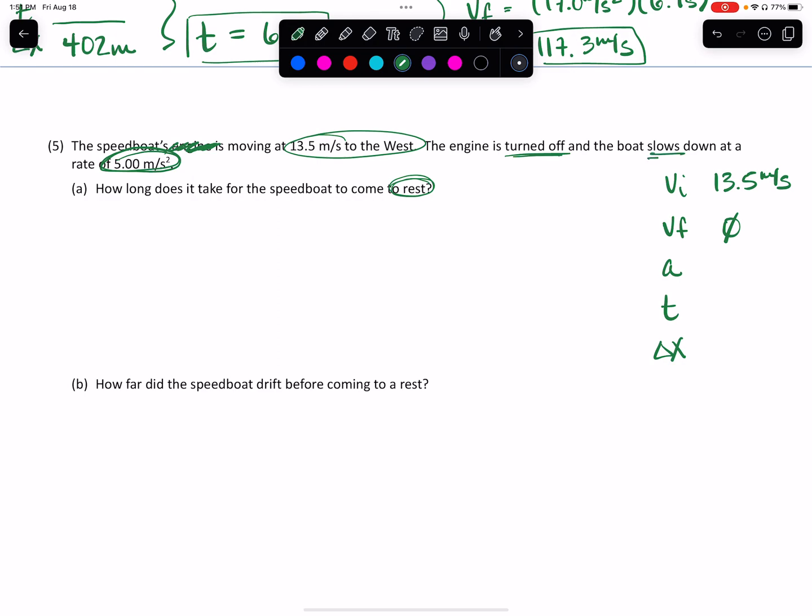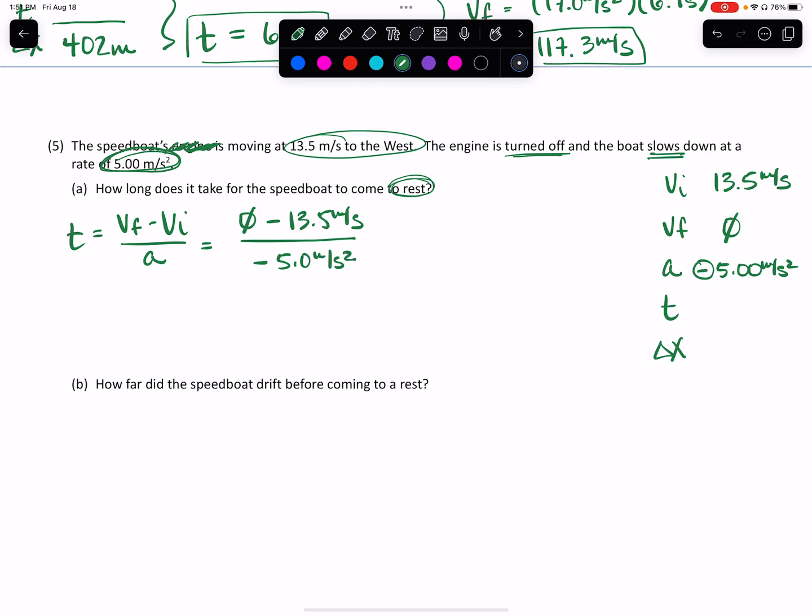All right, now we are slowing down. So we're moving forward, but slowing down. So my acceleration is 5 meters per second squared, but it's negative because it's going in the opposite direction of the motion, which is causing everything to slow down. So to find time, I rearranged this earlier. Time is v final minus v initial over acceleration. So I've got 0 for v final minus 13.5 meters per second divided by negative 5 meters per second squared. Once I calculate that out, I find the time is 2.7 seconds.